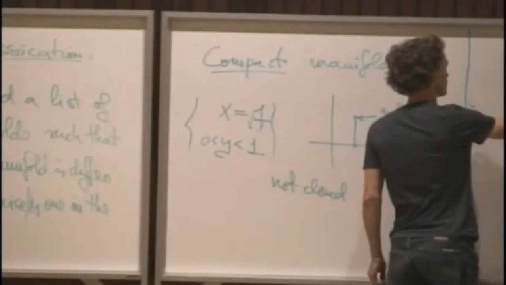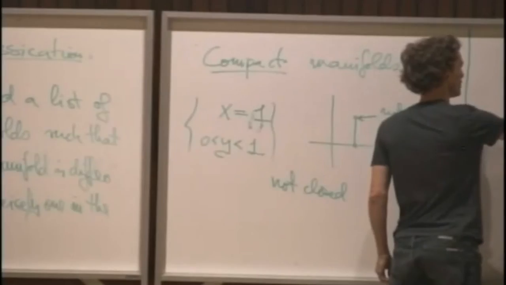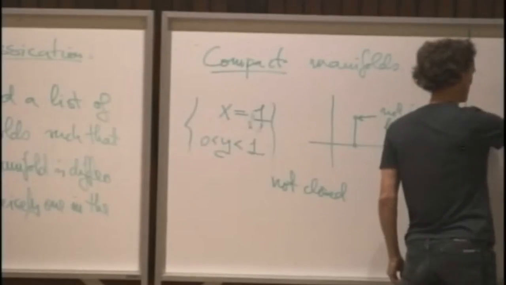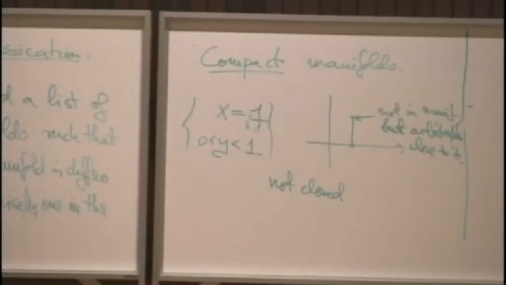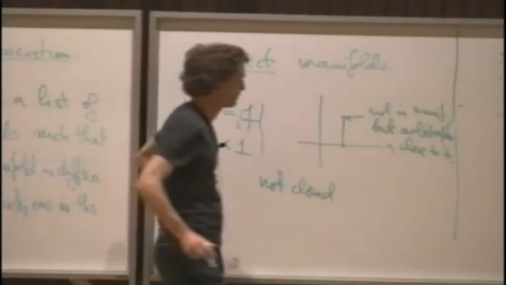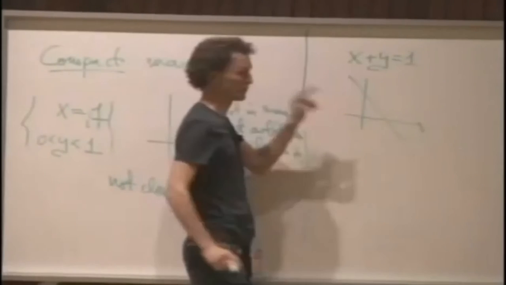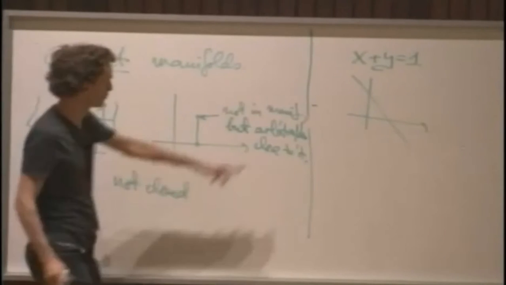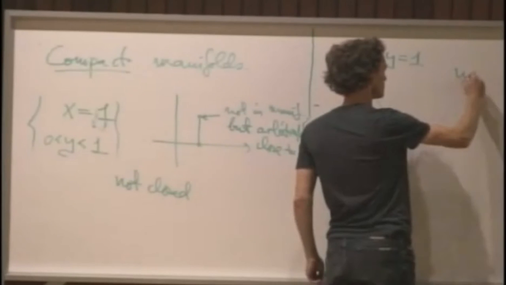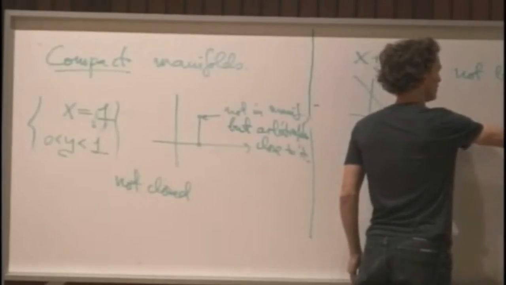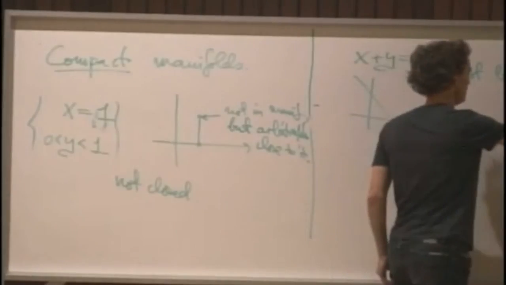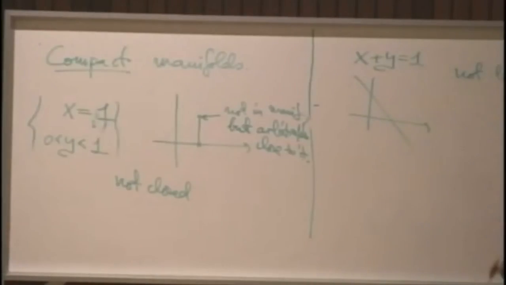And the other way you can be not compact is if it's not bounded. So what I wrote before, x plus y equals 1. There's no upper bound to how far away from the origin the points, the solutions, can be. So as I mentioned to Dennis's question, the criterion is that locally it can be described by a set of equations.